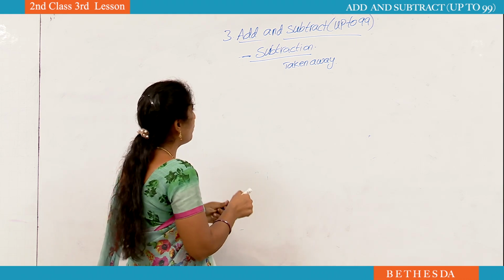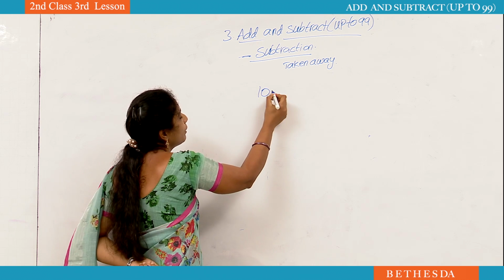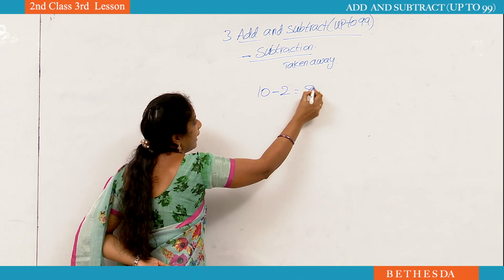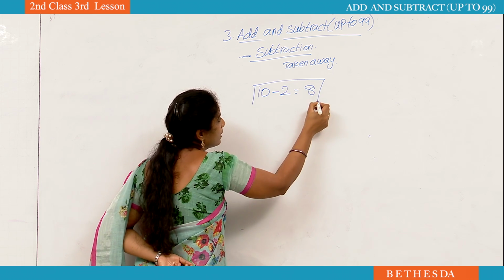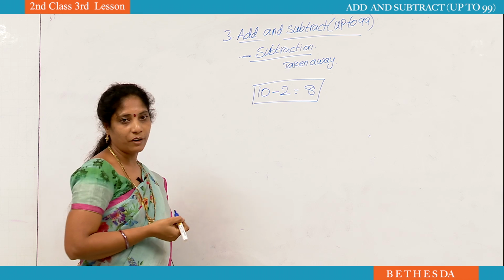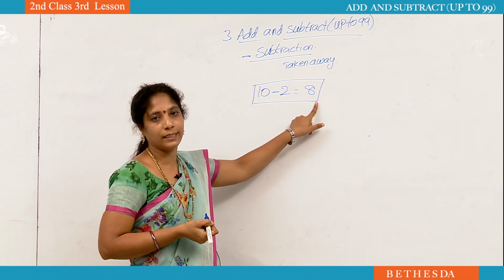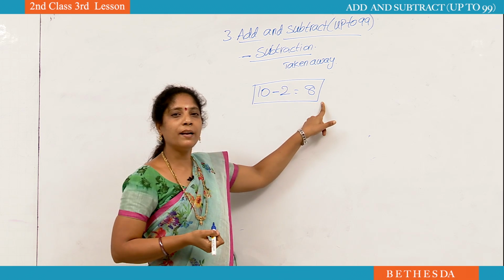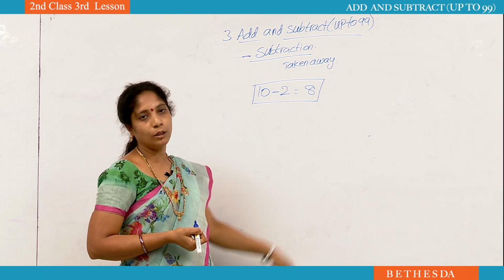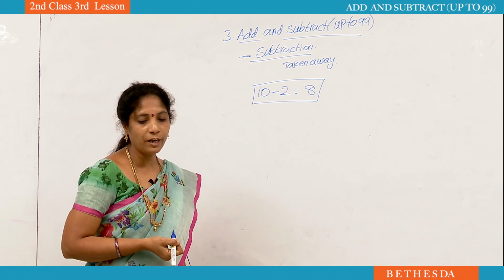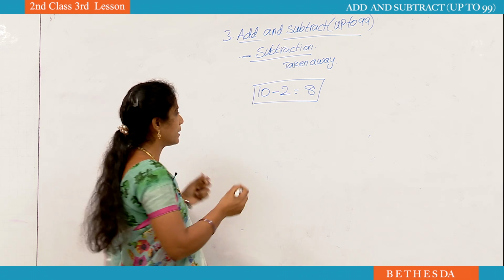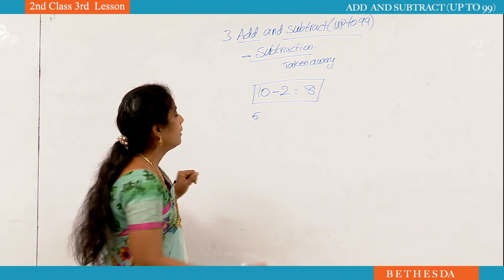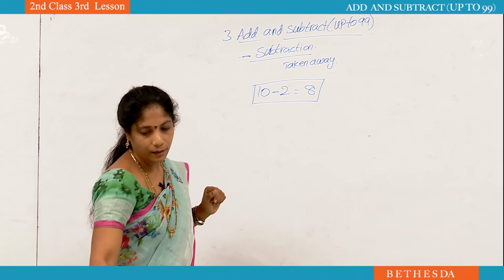For example, how many pencils you have? 10. Your friend taken 2 pencils. Now how many are there? 8 are remaining. This is called subtraction fact. 10 minus 2 is 8. You have 10 pencils. 2 pencils taken away. Remaining are 8. 10 minus 2 is equal to 8. This is called subtraction fact. Now how to do subtractions? See here. For that, first we have to learn clue words or quick tips or properties.